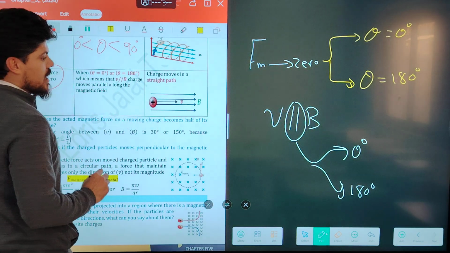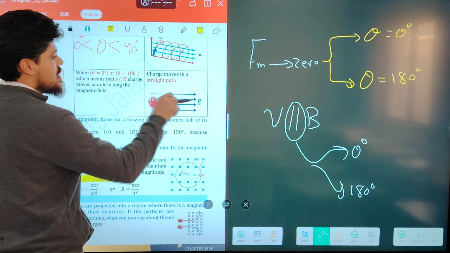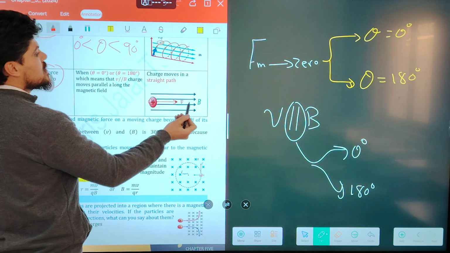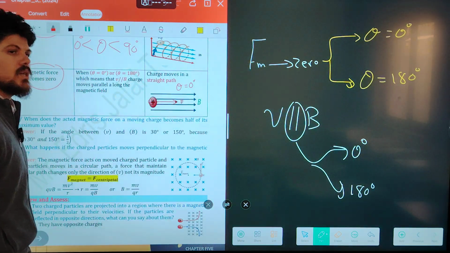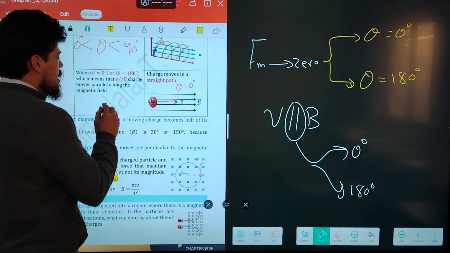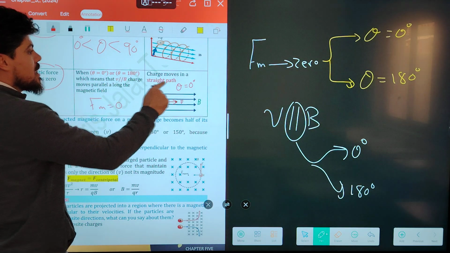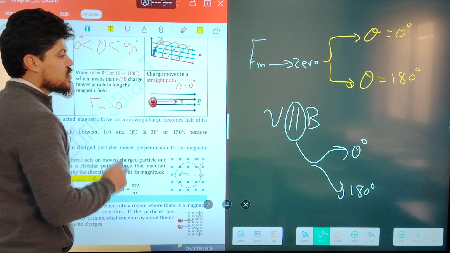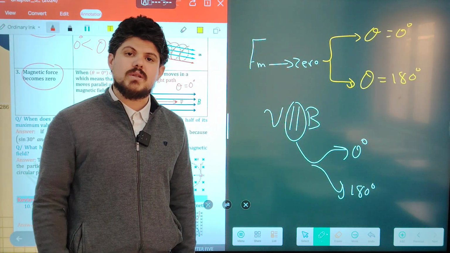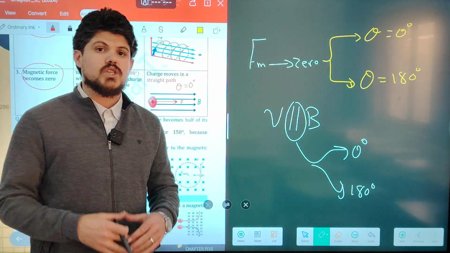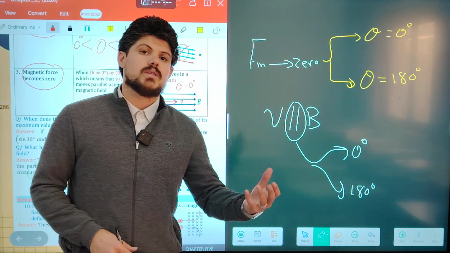As you can see in this picture, guys, look, if you have a positive charge and the positive charge is moving in the same direction as the magnetic field, what is the angle between V and B? The angle is 0. When the angle is 0, the magnetic force becomes 0 also. Why? Because sine 0 is 0. And the charge's path doesn't change. No magnetic force is exerted on the charged particle. The magnetic field does not exert a force on a charged particle, even if the particle is moving.